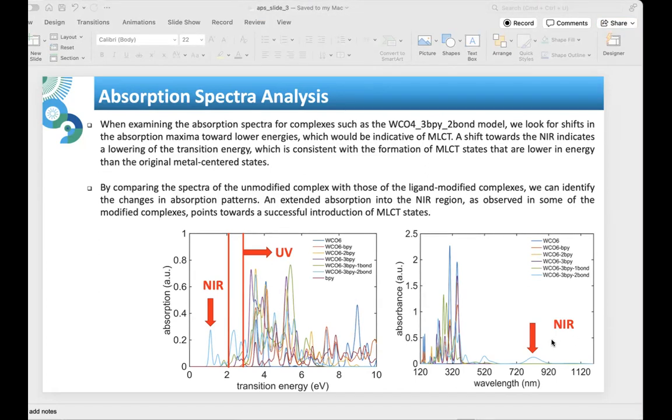Yes. So by comparing the spectra of all the complexes, we can understand that because of the formation of the bond, an extended absorption happened into the NIR region, as we observe in some of the modified ones. This points towards successfully introducing the MLCT states, meaning metal to ligand charge transfer states.